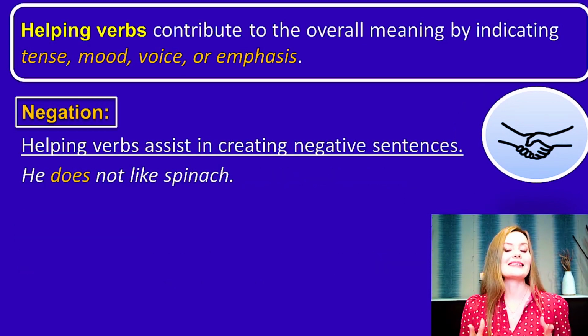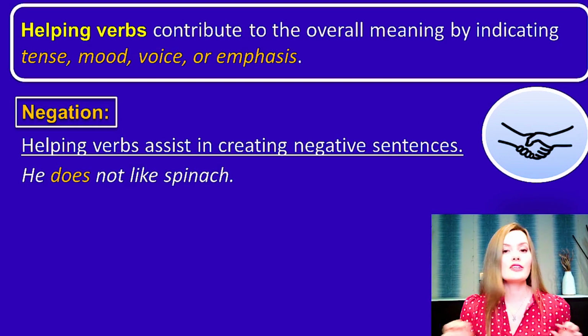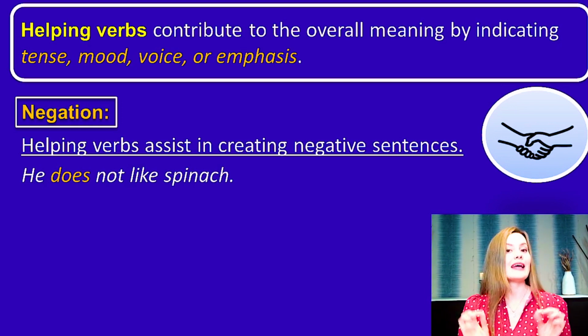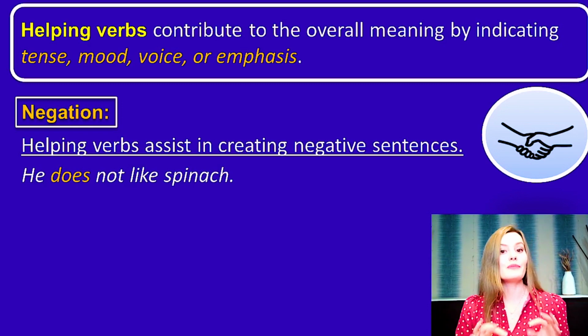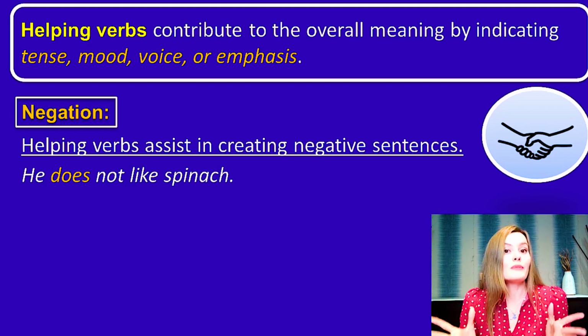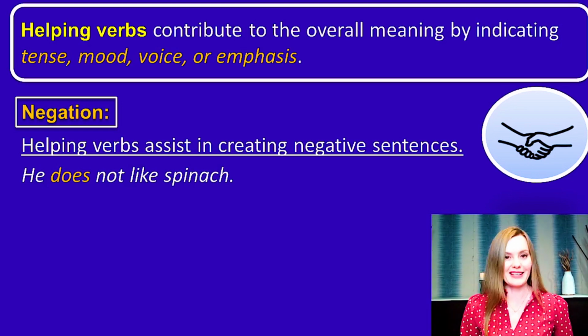Helping verbs assist in creating negative sentences. For example, he does not like spinach. In this sentence, we use the helping verb does to form the negation, to form the negative sentence. He does not like spinach.